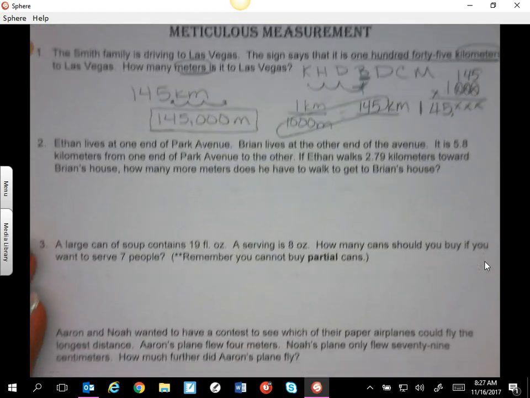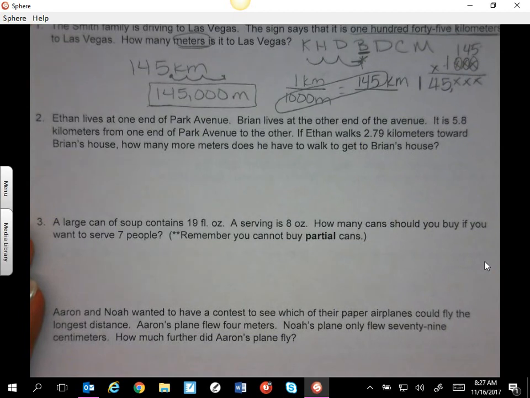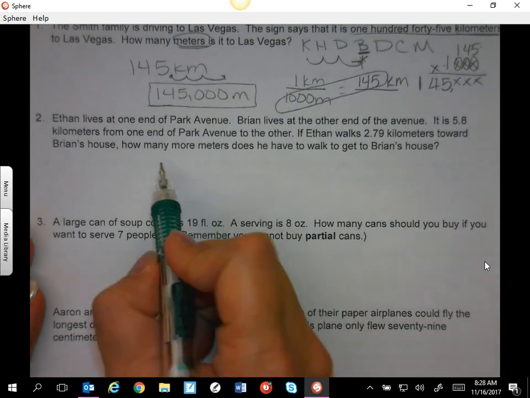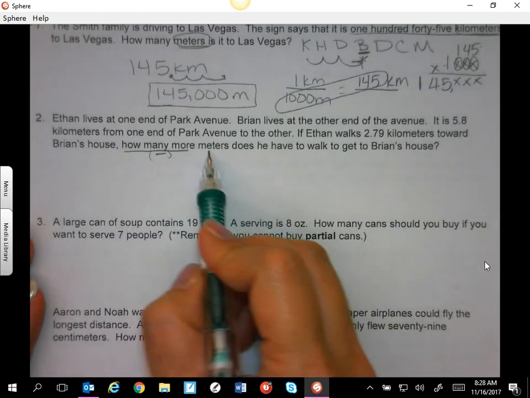Let's try number 2. Ethan lives at one end of Park Avenue, and Brian lives at the other end of the avenue. It is 5.8 kilometers from one end of Park Avenue to the other. If Ethan walks 2.79 kilometers towards Brian's house, how many more, which tells us we're going to have to subtract, meters does he have to walk?